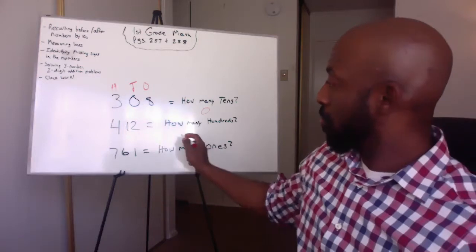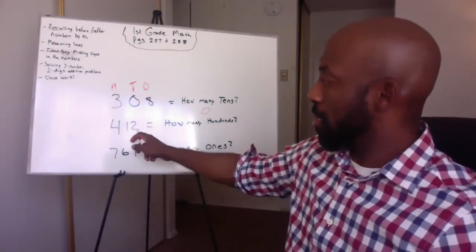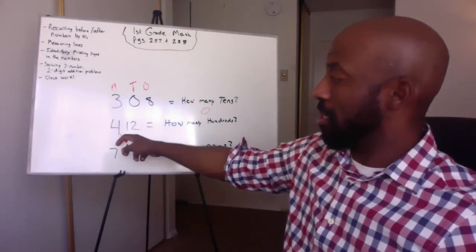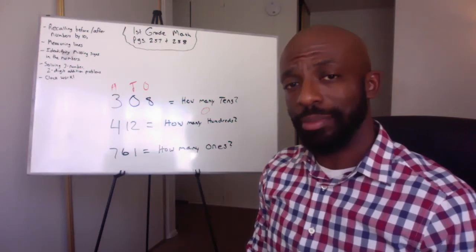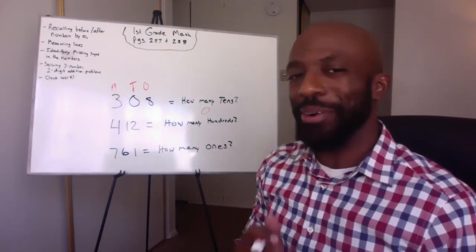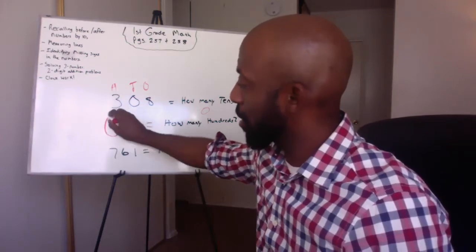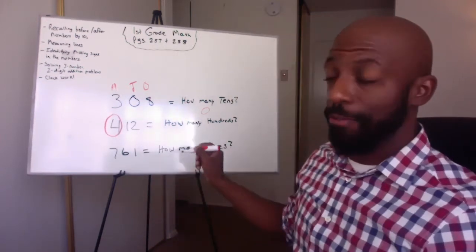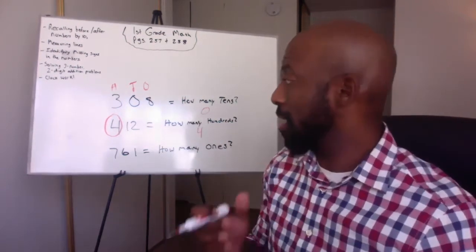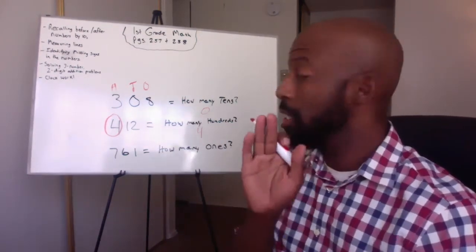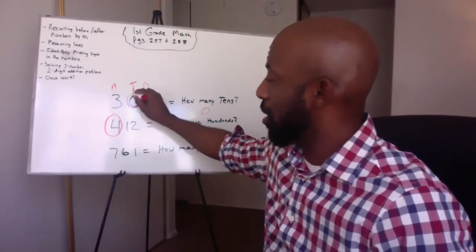For number 2, it says how many hundreds? So we have to look at it. This is again the ones place, this is the tens place, this is the hundreds place. What number do we see in the hundreds place, Dylan? We see a 4. So there are 4 hundreds, because when you say the number, you're going to say 412. Up here, we said 308. We didn't say anything in the middle, so we're looking at that one right there.